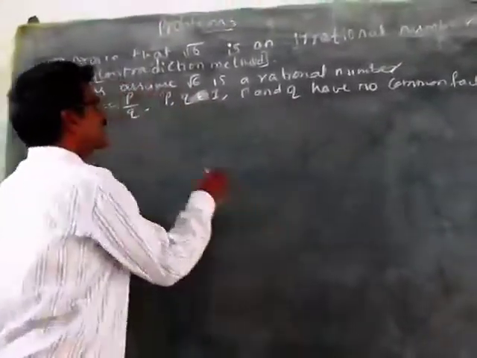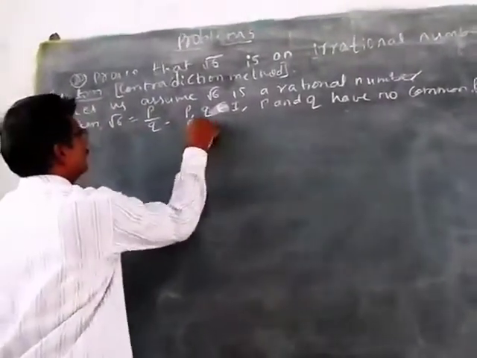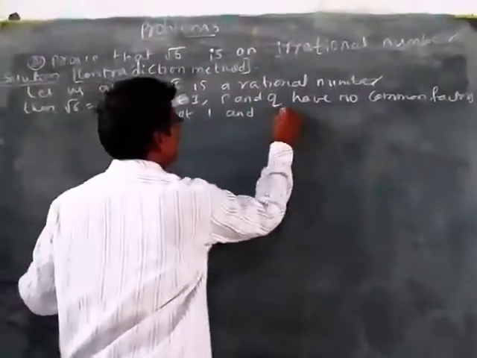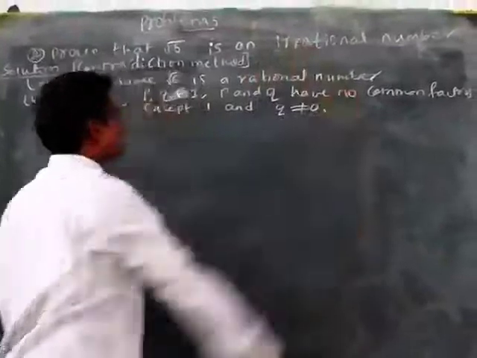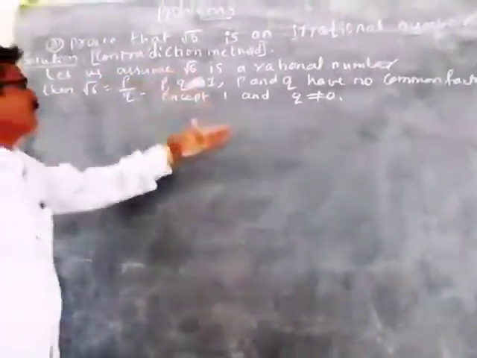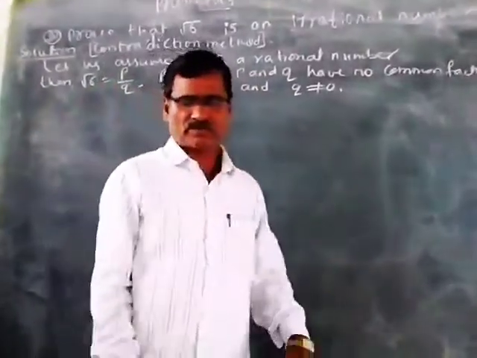No common factors except one, and the condition is that Q should not equal 0. That is, root 6 is equal to P by Q, so P and Q don't have any common factors except one, and Q is not equal to 0.